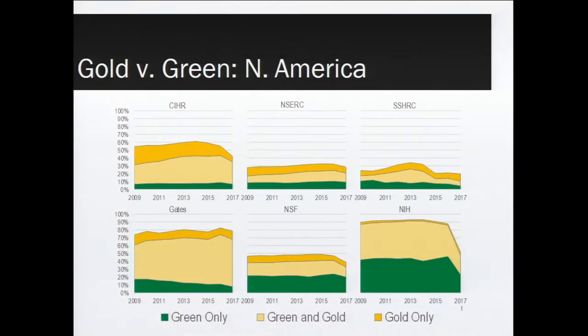Now, in terms of green versus gold open access, what you have here on the top are papers that are only available through gold OA. At the bottom, you've got those that are available through green, and in the middle are papers that are available in both green and gold. We see that NIH has the highest proportion of green, again because of PubMed Central, because of the fact that there's a green infrastructure that allows for the dissemination of papers.